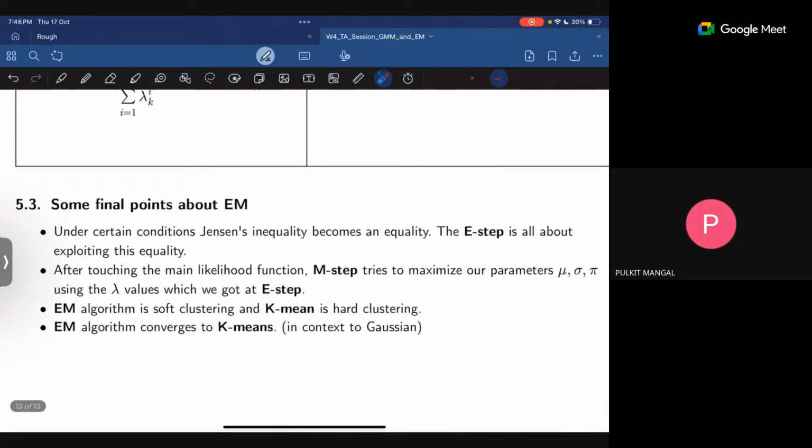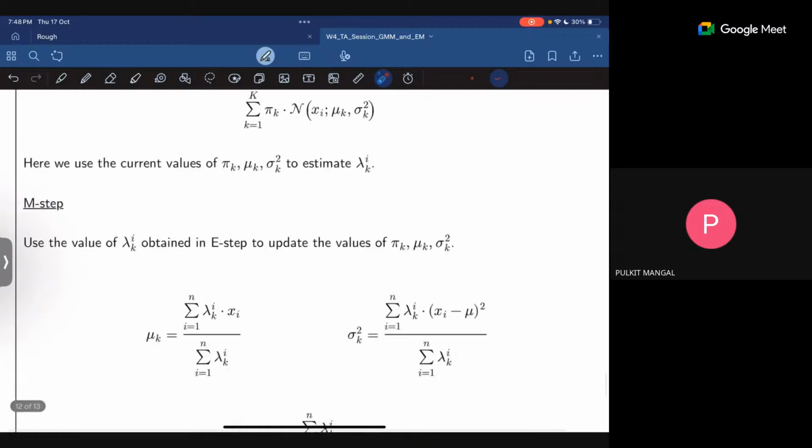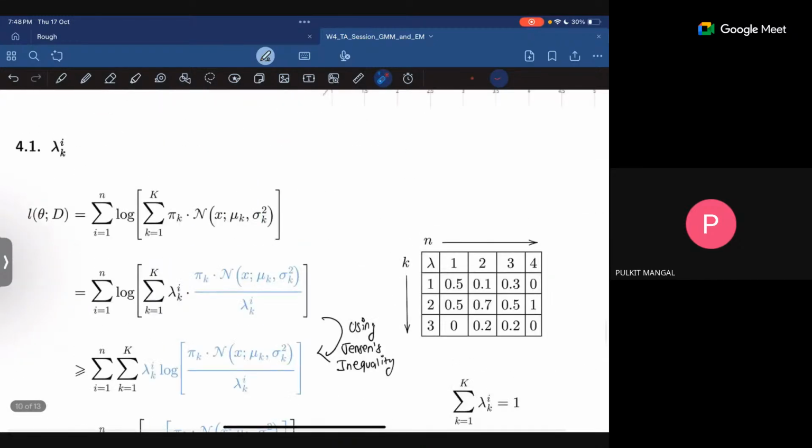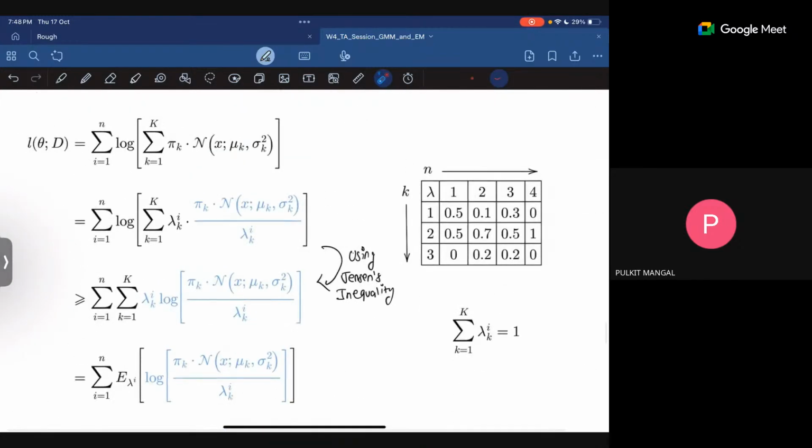And some final points about EM. If you have seen, what we are trying to maximize in the EM algorithm is the modified log likelihood function, right? Because our original likelihood function was this, but we are using this likelihood. That is the modified form.